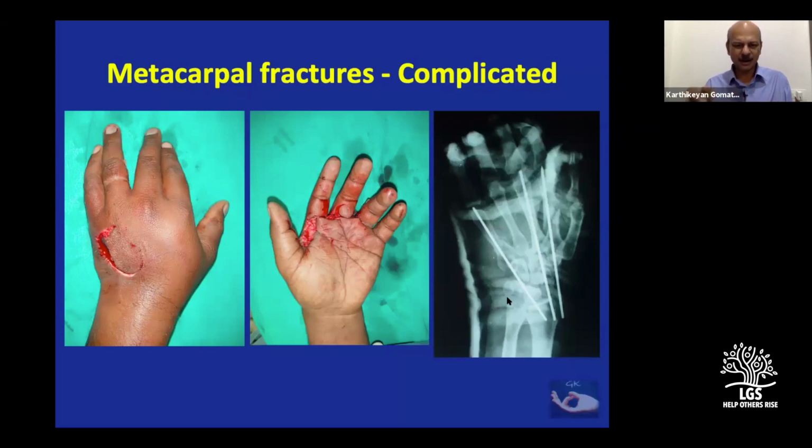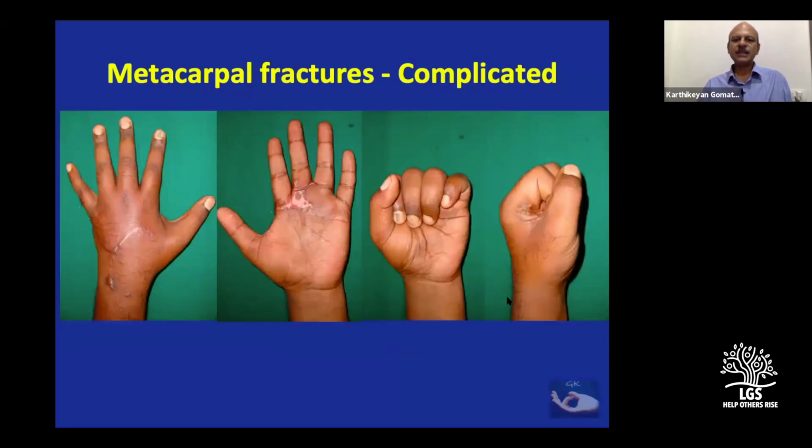There is some rarefaction there, that is, there is a lesser amount of bone tissue there. Now this is the result. The skin wounds have healed well. There has been some amount of secondary healing here, but look at the movement at the little finger. You can make out that the movement is much less.